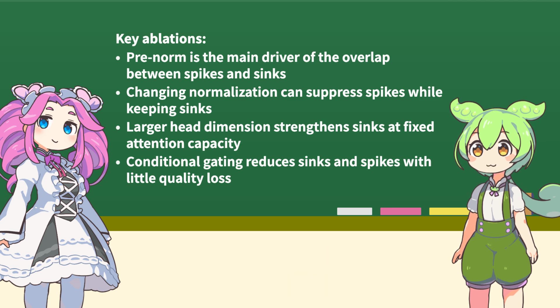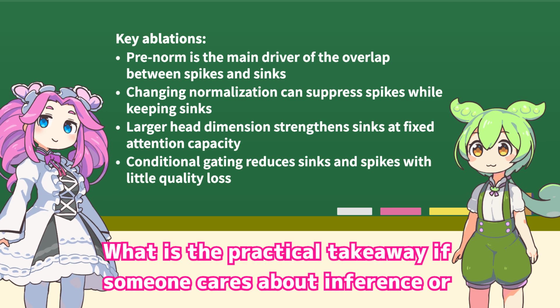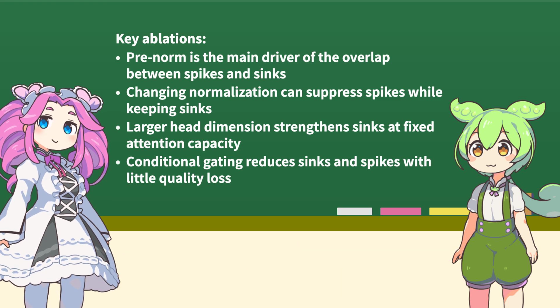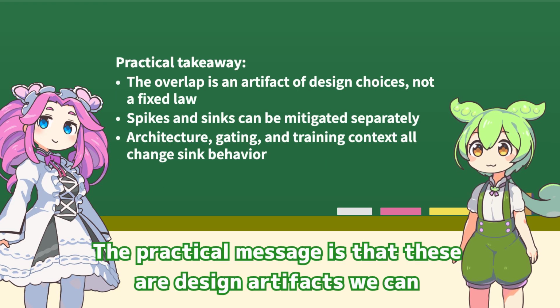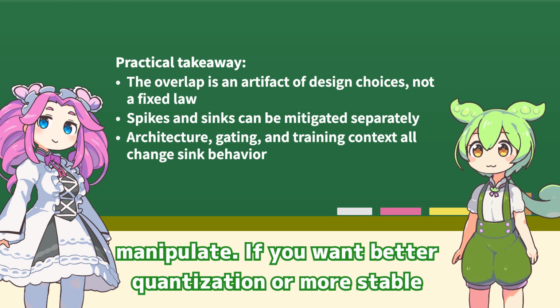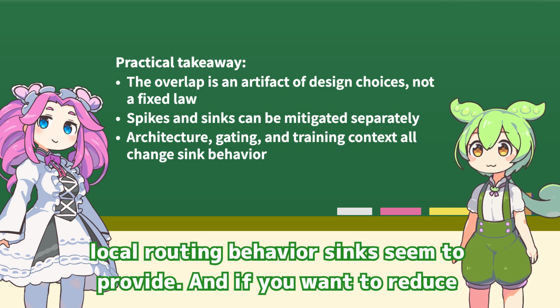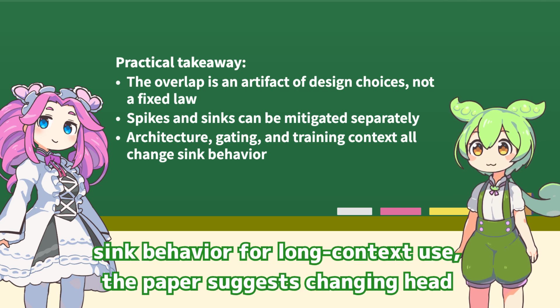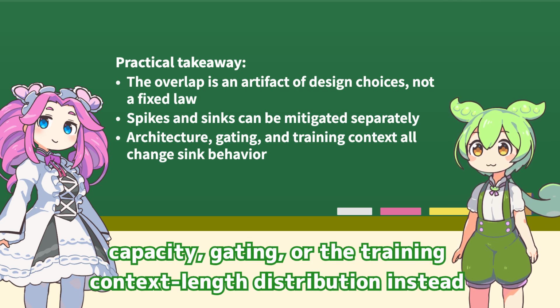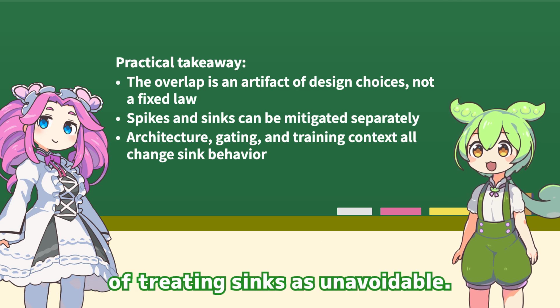What is the practical takeaway if someone cares about inference or model design? The practical message is that these are design artifacts we can manipulate. If you want better quantization or more stable inference, you can target spikes without necessarily destroying the local routing behavior sinks seem to provide. And if you want to reduce sink behavior for long context use, the paper suggests changing head capacity, gating, or the training context length distribution instead of treating sinks as unavoidable.